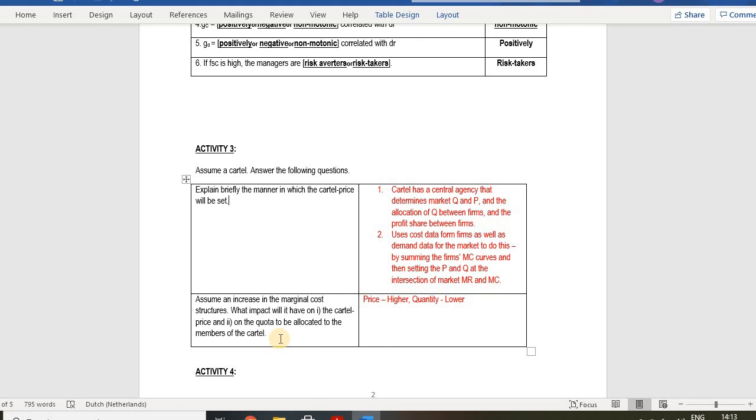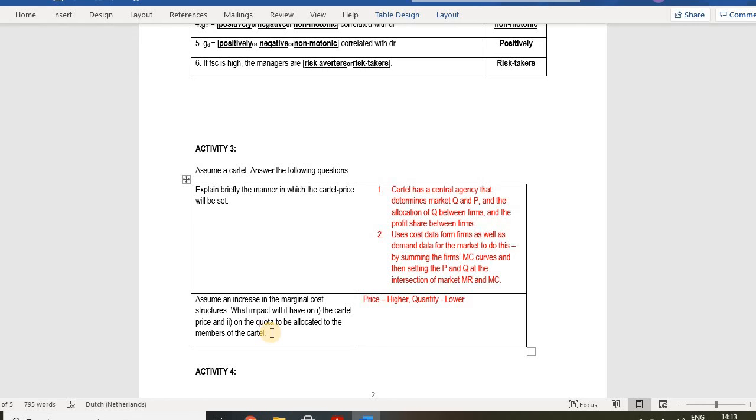Okay, so the second question says, assume an increase in the marginal cost structure. What impact will it have on, number one, cartel prices? Number two, the quota to be allocated to the members of the cartel. Okay, in this case, remember we said in a cartel, in the association, there'll be an agency that determines price and quantity in the market, and then profits will be shared amongst the members of the cartel.